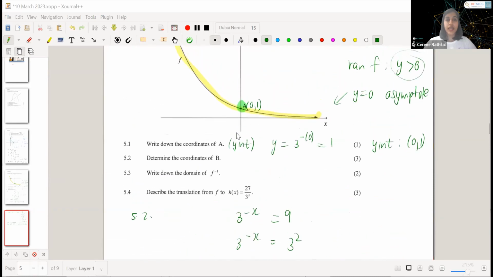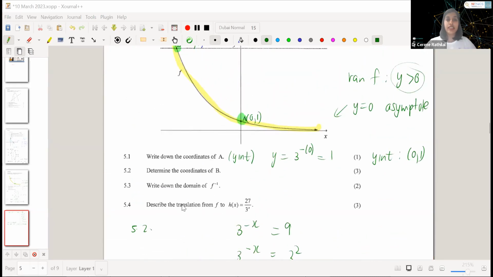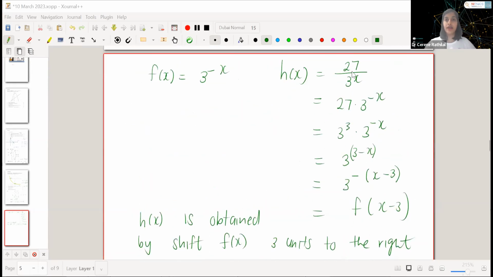Okay, so I'm just going to recap on what was done in 5.4. It says give the translation that describes the translation from f to h. So we're given h, and what I did was I analyzed how h was related to f. I manipulated the description of the function h of x, which is 27 divided by 3 raised to the power x, and I saw that it can be written as 3 raised to the power minus into x minus 3. And that's nothing but the same equation f, where you replace x by x minus 3.